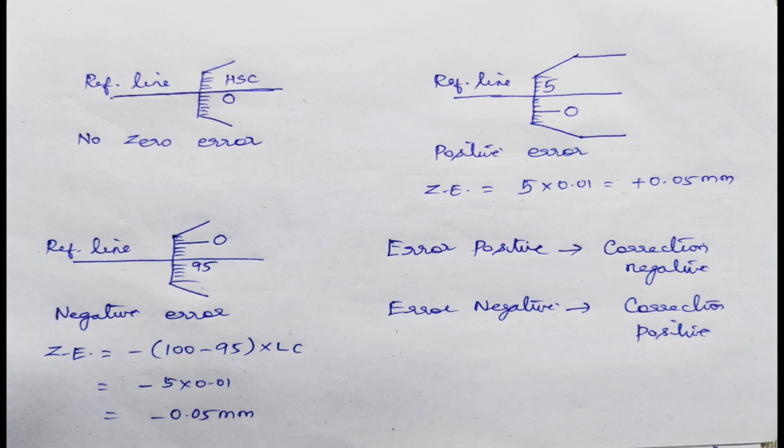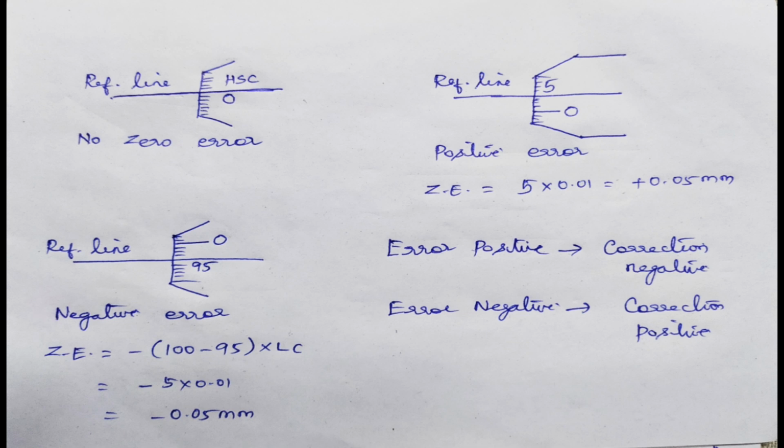If zero of the head scale lies above the reference line, the error is negative. In this case, I have to write the error as zero error is equal to minus of 100 minus the coinciding value into least count. For example, if 95 coincides with the reference line, then zero error is minus of 100 minus 95 into least count, which is equal to minus 5 into 0.01 millimeter, which is equal to minus 0.05 millimeter.